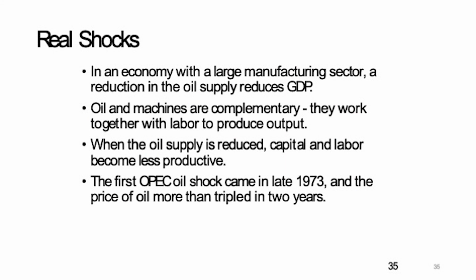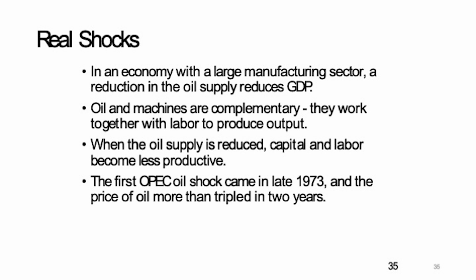Now, we're in America today, and that's an economy with a large manufacturing sector, although more of our economy is shifting away from manufacturing and into service. In an economy with a large manufacturing sector, a reduction in the oil supply is a real shock to GDP. Oil and machines are complementary. They work with labor to produce output. When the supply of oil is reduced, capital and labor become less productive.